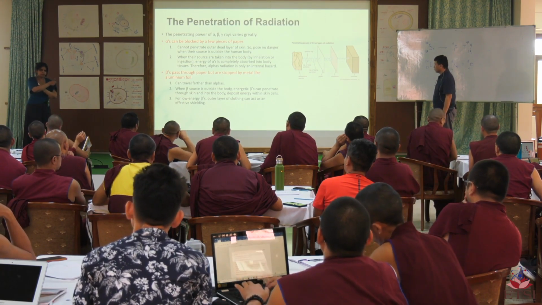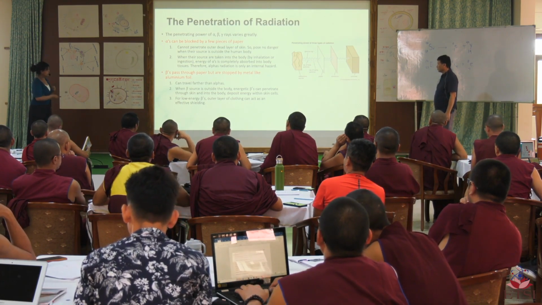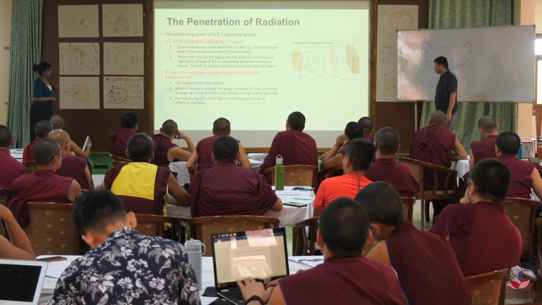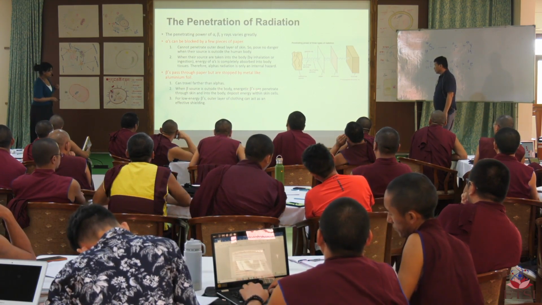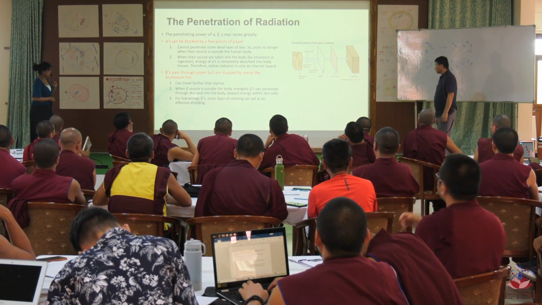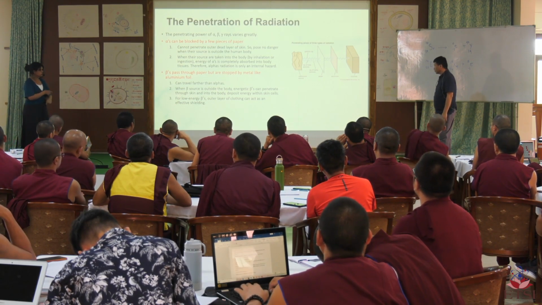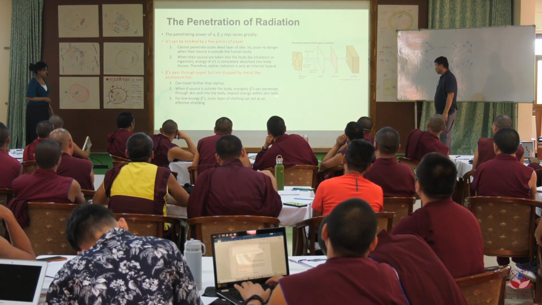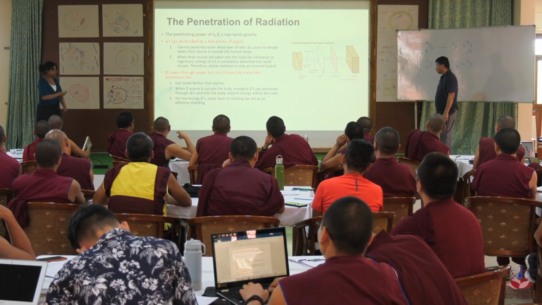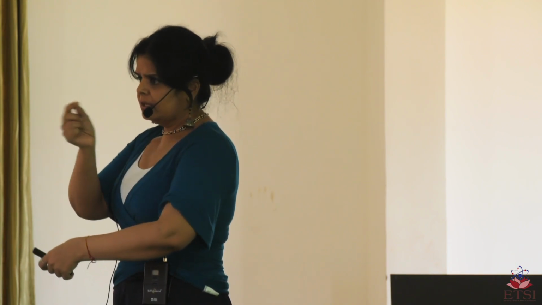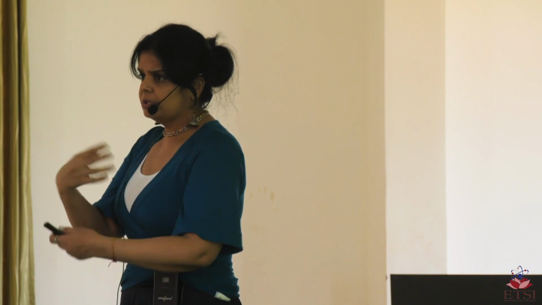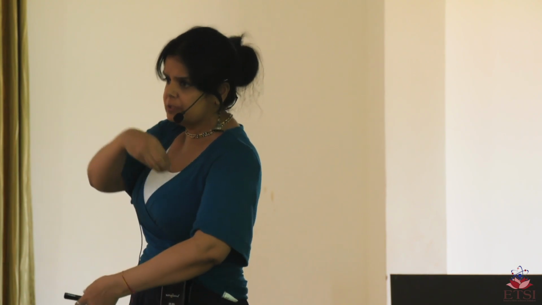So it will pass through the clothes, and when the source is outside, energetic betas can penetrate through the skin and into the body, depositing energy within the skin cells, right? If the beta is low energy, it just enters the outer layer of my skin and deposits all its energy. But if it is higher energy, it can penetrate a little bit more, right?